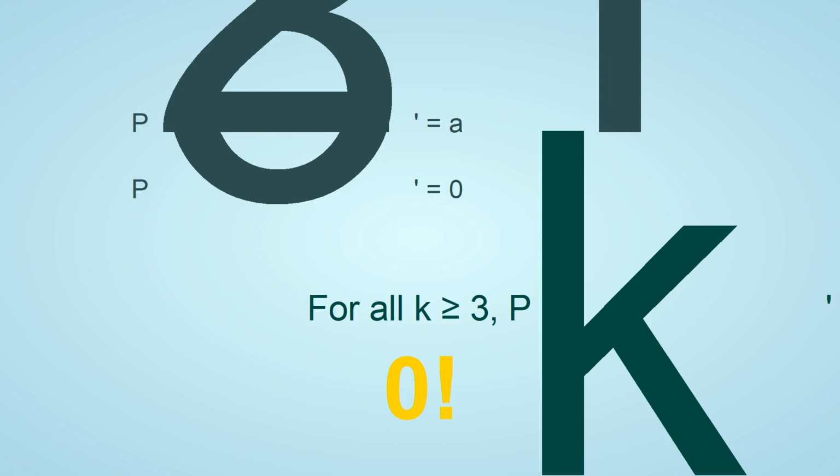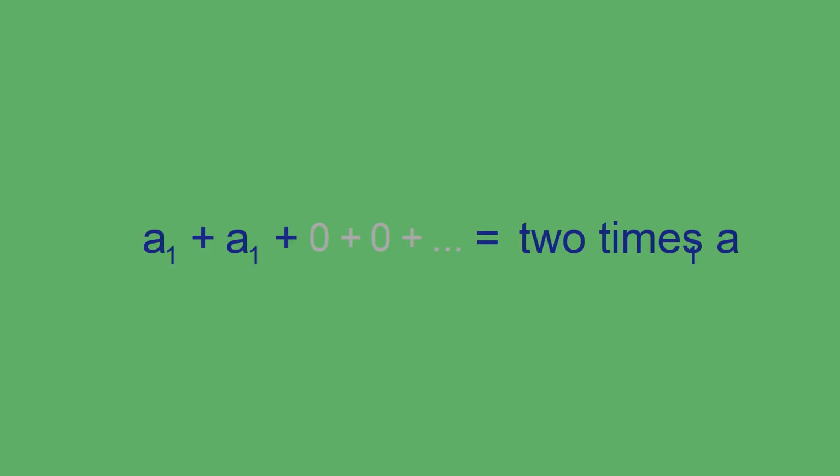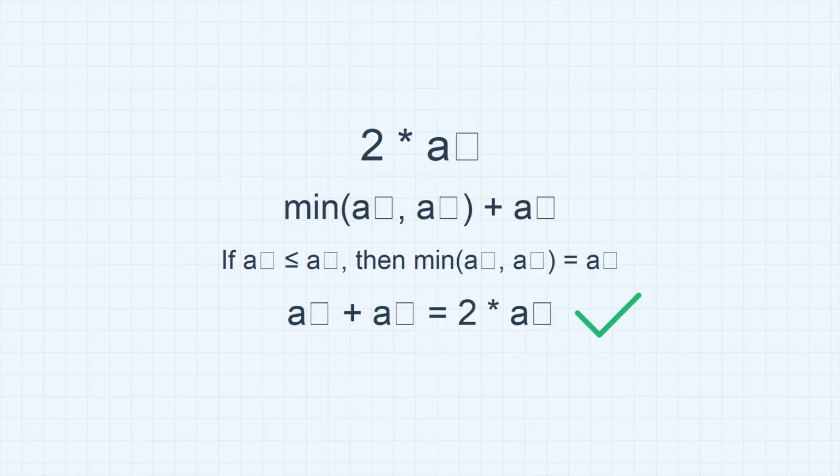P3', the new P3, equals min of a1, a2 plus a3, 0 equals 0. And so on, for all k greater than or equal to 3, Pk' will be 0. The total sum in this case becomes a1 plus 0 plus 0 plus ... plus 0 equals 2 times a1. Does this match our formula min of a1, a2 plus a1? Yes again, because if a1 is less than or equal to a2, then min of a1, a2 is a1. So, a1 plus a1 is indeed 2 times a1.